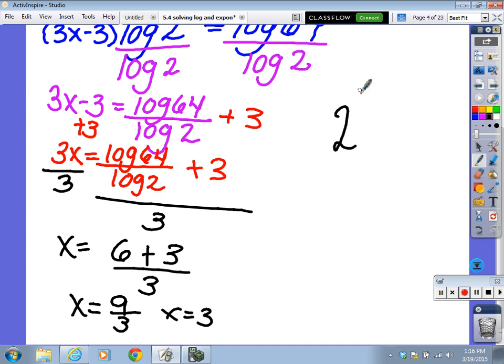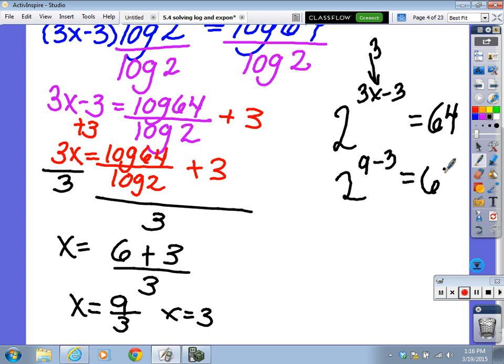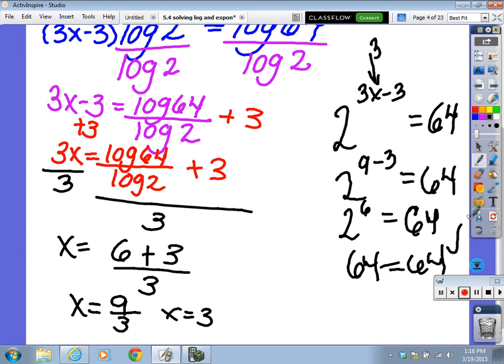So we have 2 to the 3x minus 3. That better be equal to 64. We found x was equal to 3. We're putting that in there. So we're going to have 2 to the 9 minus 3 is equal to 64. Are you all following me? So we have 2 to the 6 is equal to 64. 64 is equal to 64. Check. We did it right.